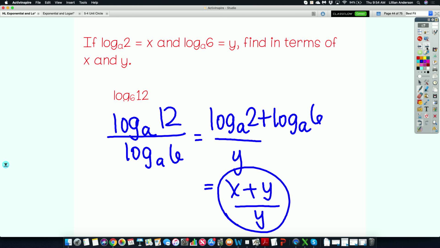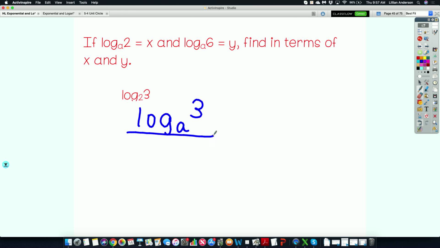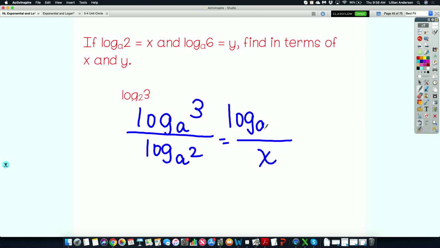Let's do one more. For this one, do I have to change my base? Yes, so this becomes log base A of 3 over log base A of 2. Good stuff, okay? And we can already see our denominator is x. Now, it will not always happen that the denominator will be actually one of our things, okay? It just happens to be in these cases. How can I potentially get 3, though, from 6 and 2? Log base A of 6 minus log base A of 2. Very good, because 6 divided by 2 gives me 3.